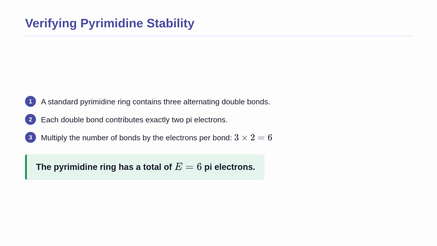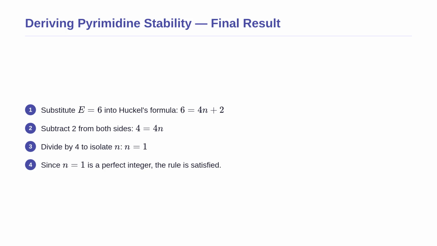A standard pyrimidine ring contains 3 alternating double bonds within its structure. Since each double bond contributes exactly 2 pi electrons to the ring, we simply multiply 3 by 2. This gives us a total of 6 pi electrons. Counting these correctly is the absolute foundation of applying Huckel's rule. So we have established that E equals 6.